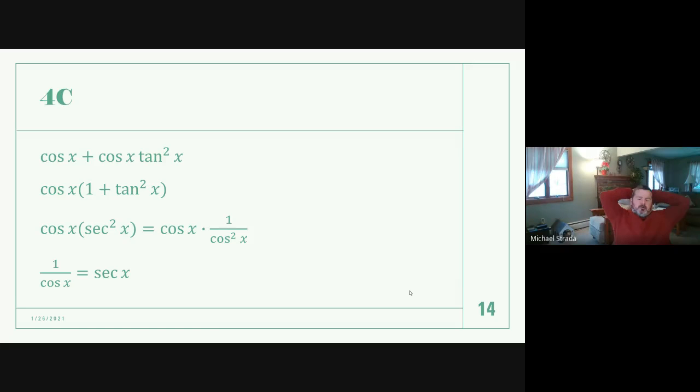Remember, with those, the cos go together and the non-cos go together. So 1 plus cotangent squared x would be cosecant squared x. In this problem, secant squared using reciprocal identities can be rewritten as 1 over cosine squared x. The result would be cosine x over cosine squared x. When we're done with the division, we would have 1 over cosine x. And 1 over cosine x is equivalent to secant x.